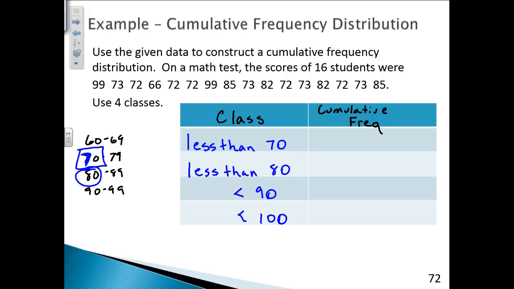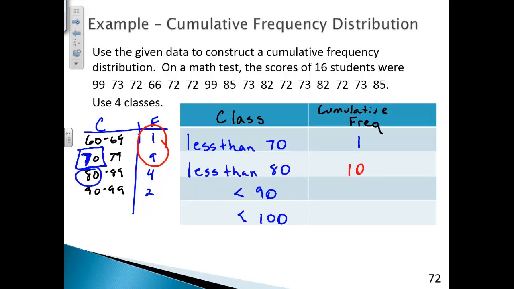So, now we need all the values that were less than 70. And again, our frequencies from our very first table that we did were 1, 9, 4, and 2. Remember, that was what our table looks like, our class and our frequency. So, the number of values that were less than 70 are all the values between 60 and 69. So 1. The values that are less than 80 are all the values that are in the 60-69 class and the 70-79 class. So 1 plus 9 is 10.